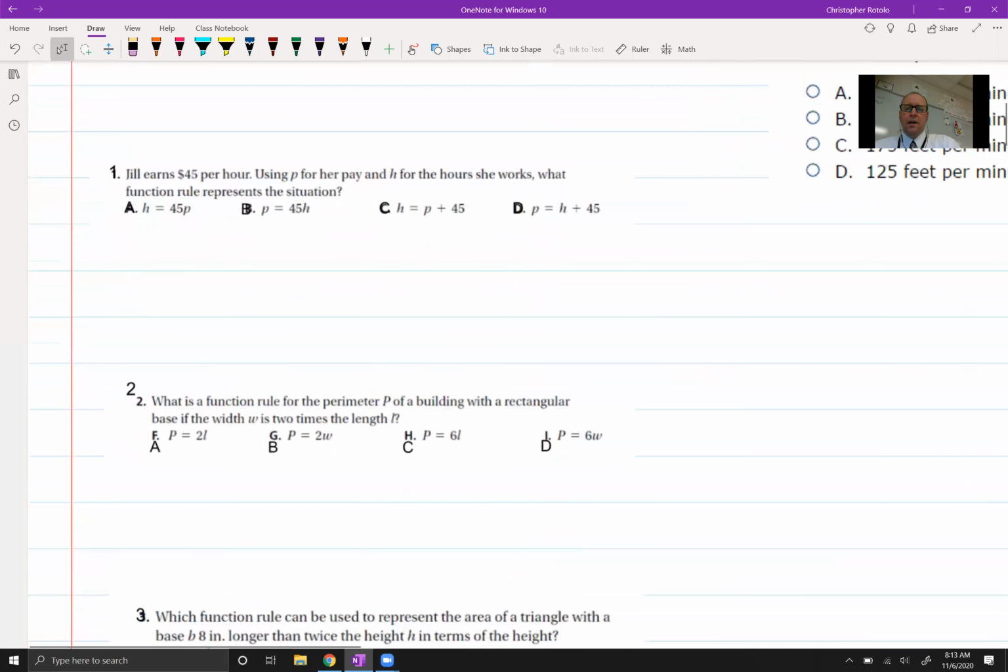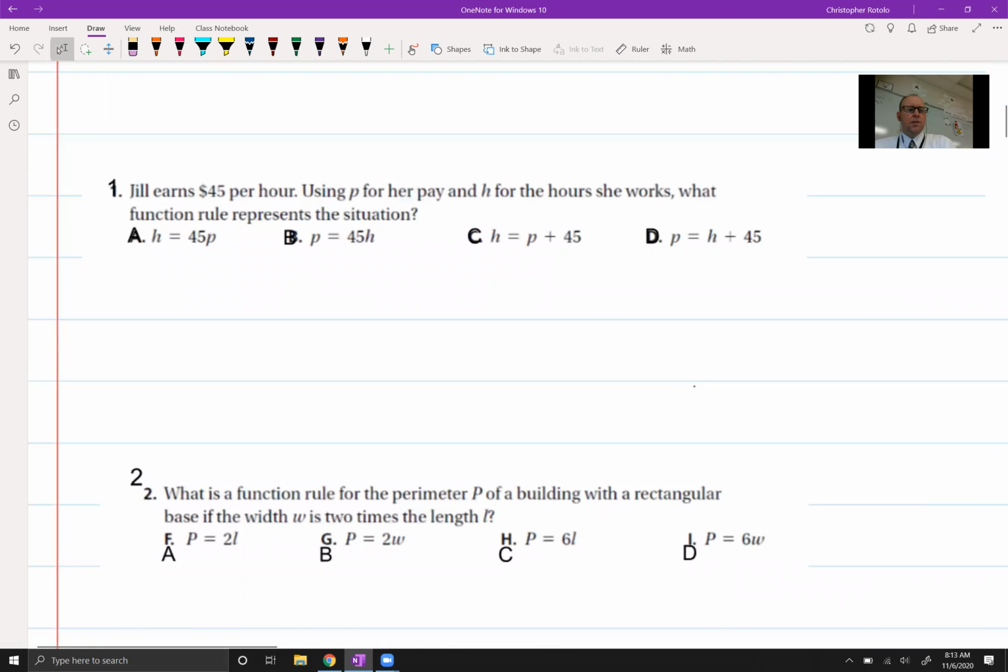All right, here we are. Let's get started. And we're going to say that Jill earns $45 per hour using P for her pay and H for the number of hours. So notice what's going on is she earns, so her pay is equal to $45 per hour. We're not going to be using addition in any way, shape, or form here. It's not the hours plus 45. That certainly wouldn't be near the salary she should be earning.